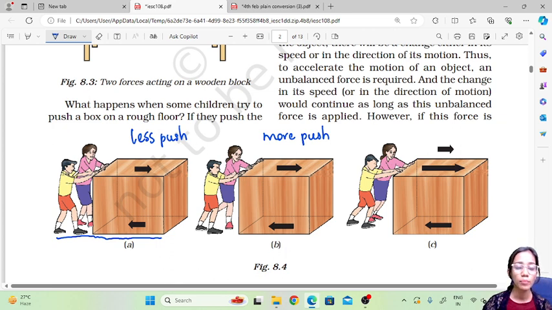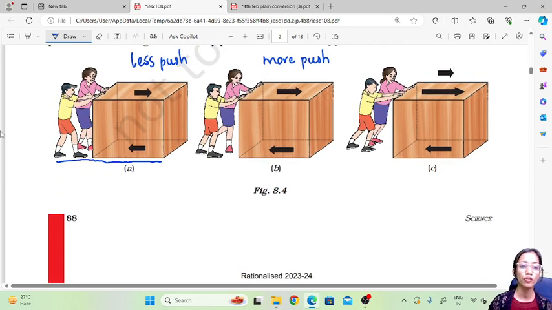Means, see, there is a rough surface over here and the box is placed on that surface. Two people are trying to push that box with a little force. Still they are not able to move it. The second time they apply a little more force. Still they are not able to move it. Why are they not able to move it? This is because the surface over here is very rough.